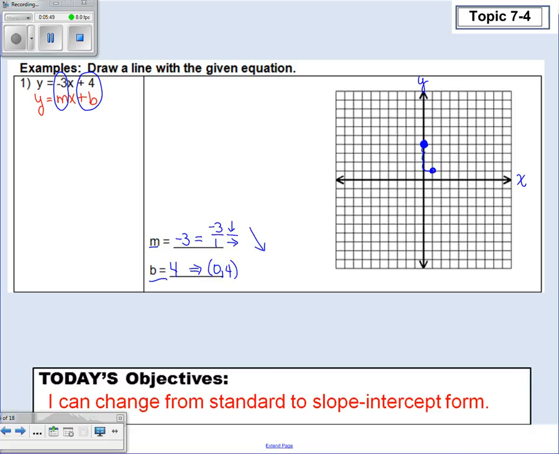We always move to the right. We'll go down 3, 1, 2, 3, to the right 1, and repeat that pattern.